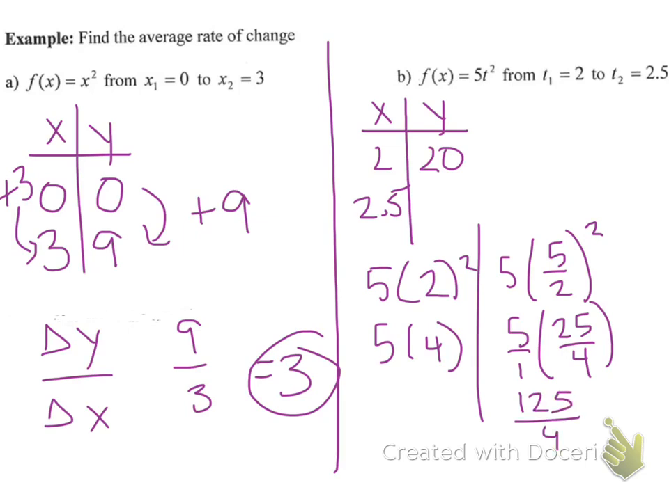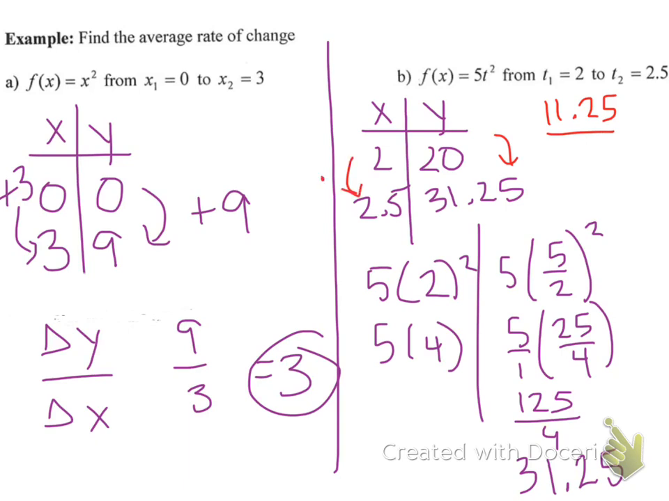If I want to switch this back into a decimal, 4 goes into 12 evenly 3 times. 4 goes into 5 evenly 1 time, with 1 left over, which means it's a quarter of a remainder, so 31.25. So now we have to find our change in y over change in x. So my change in y would be 11.25. My change in x would be 0.5. And when you use a calculator to divide this out, you get 22.5 for your average rate of change.